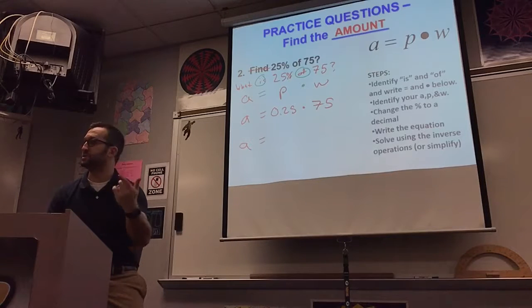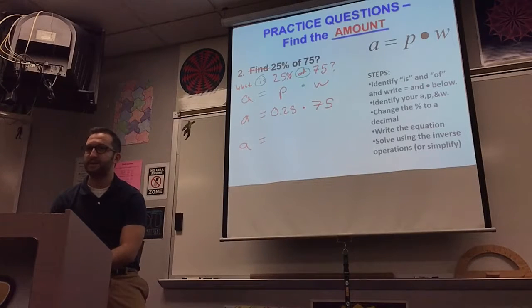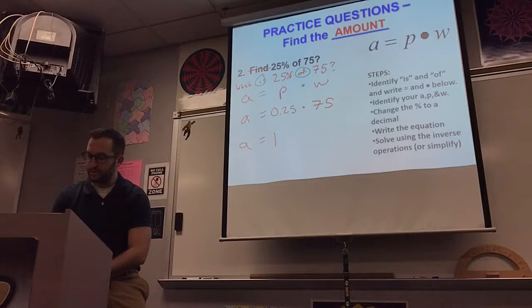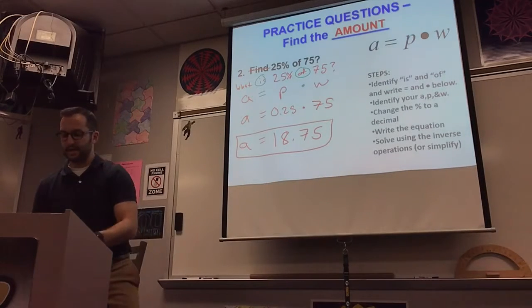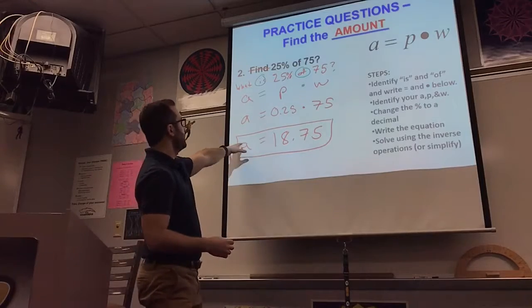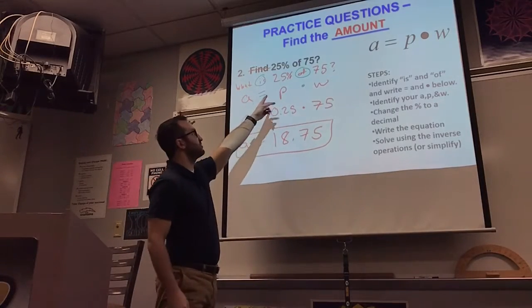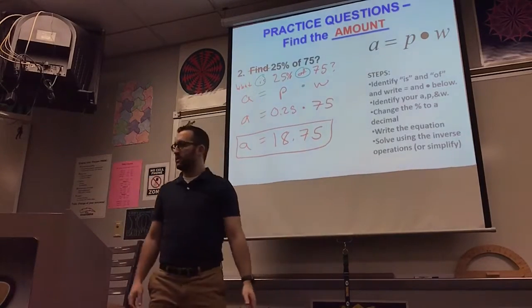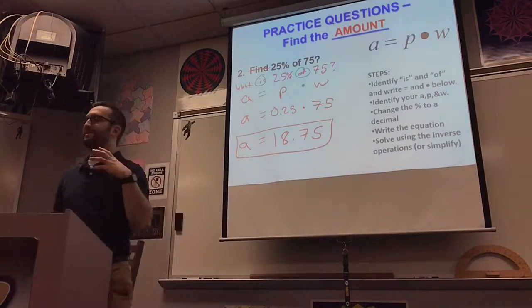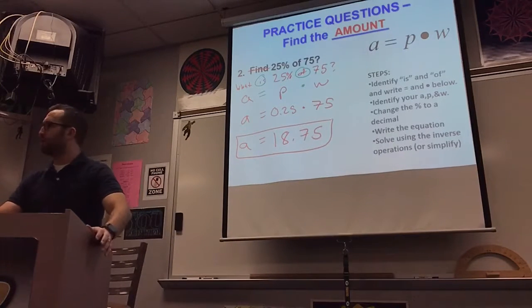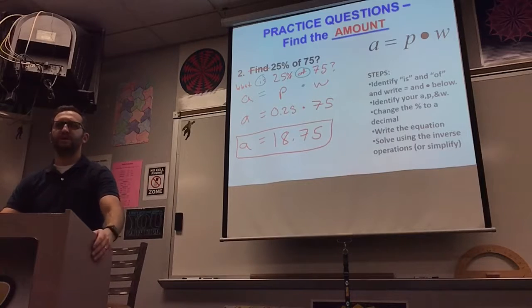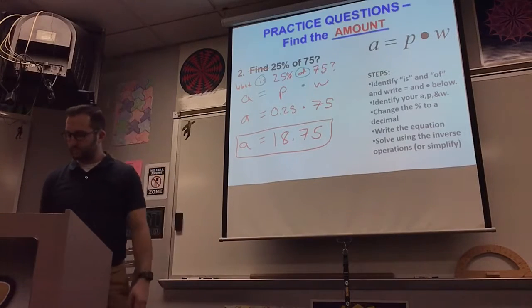I want to go a little faster, so somebody just tell me what it is. Tell it out loud. Thank you. 18.75. Now let's make sure that that makes sense, right? 18.75 is 25% of 75. Yep, because 18.75 is smaller. The amount isn't always smaller, sometimes we can have a larger percent, but when you say it out loud, it makes sense.